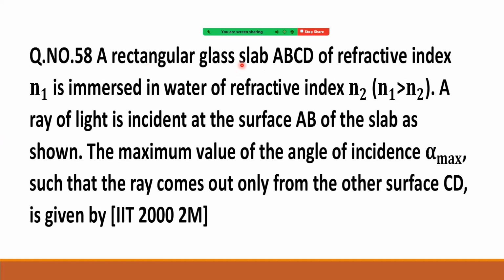A rectangular glass slab ABCD of refractive index N1 is immersed in water of refractive index N2, and condition is given that N1 is greater than N2. A ray of light is incident at the surface AB of the slab as shown. The maximum value of the angle of incidence, that is alpha maximum, such that the ray comes out only from the other surface CD is given by. So asked for 2 marks in 2000.